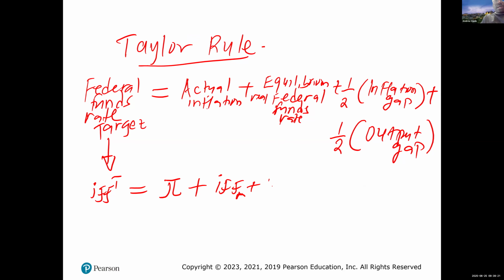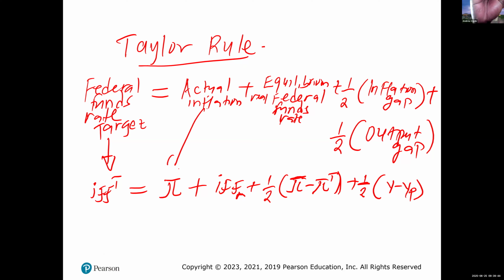Plus 1/2 times the inflation gap: you take actual inflation or current inflation minus target inflation, which I explained is where the Fed wants it to be. Then you're going to add to it 1/2 times the output gap, which is given as actual output minus potential output. In short, this stands for that, and this guy stands for that. Then this is basically the inflation gap, and this is your output gap.